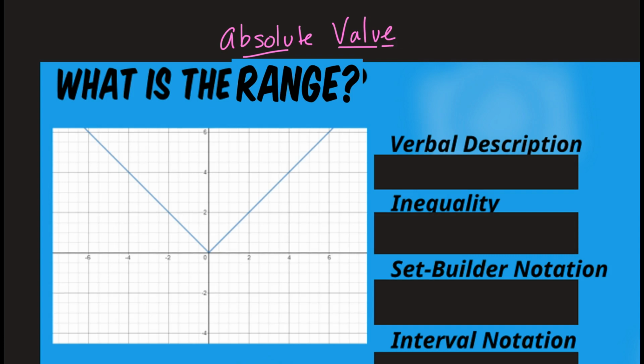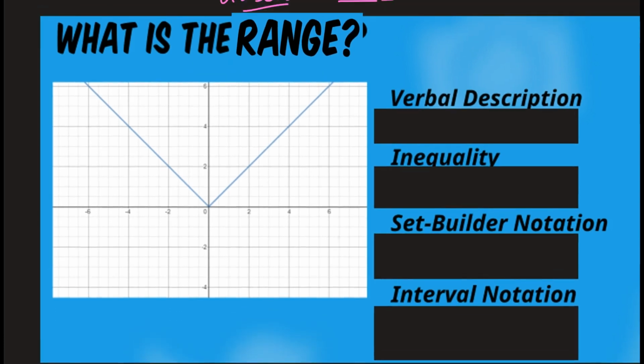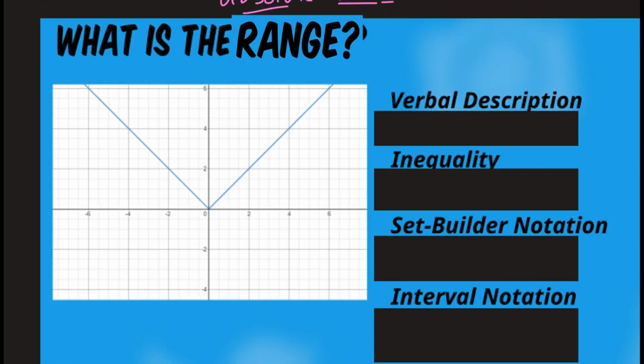So looking at this, first, you guessed it, absolute value function. We look at our y values, and we always go least to greatest. So what is our least y value? When do we stop going down? Well, we stop going down at 0. And when do we stop going up? We stop going up, there should be arrows here, at infinity.